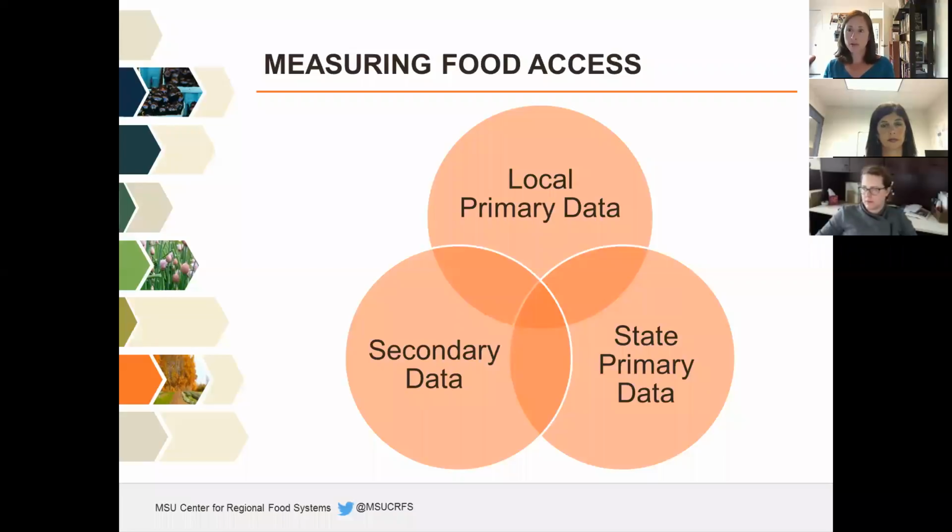We know we don't have the resources as any one organization, or even collectively, to do really extensive in-depth surveys in every community in the state. But we hope that we can target key communities with primary data collection, capture a state level snapshot with primary data collection at the state, and then utilize publicly available, freely accessible secondary data to fill in the gaps. And that's what we're focusing on today.